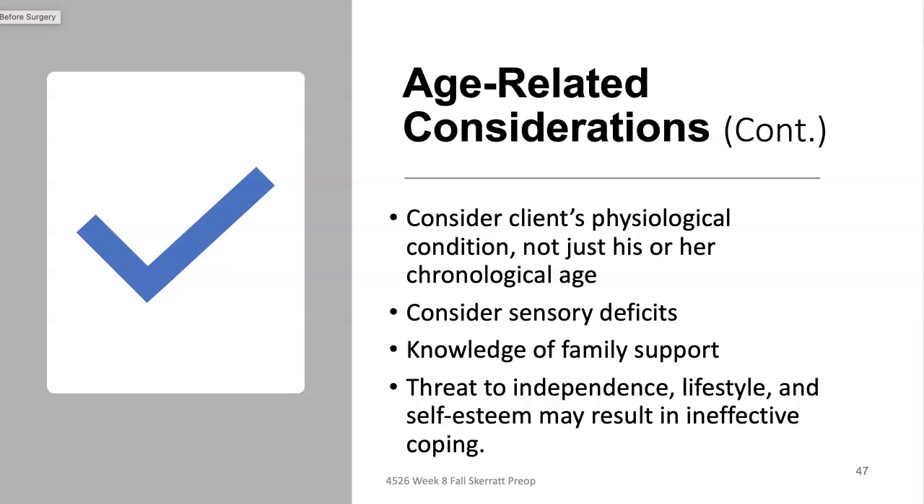Consider any sensory deficits. What is your knowledge of their family support? You need to remember this is a real threat to their independence, lifestyle, and self-esteem, and it may result in ineffective coping. So these are really important pieces to take into consideration for the older adult going to surgery. Next up will be postoperative care.